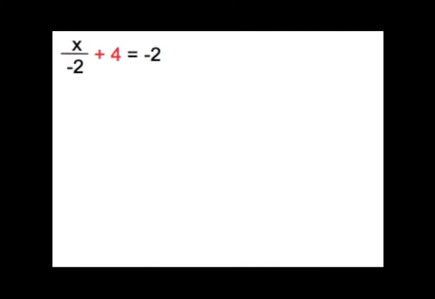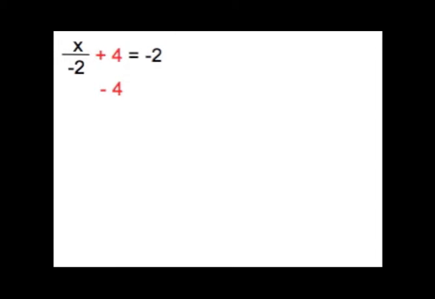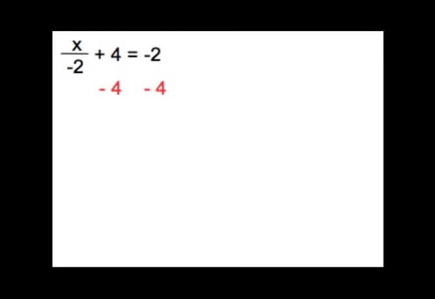To begin isolating our variable, we need to get rid of plus 4. The inverse operation for addition is subtraction, so to get rid of plus 4, we have to do minus 4. What we do to one side of an equation, we must also do to the other side of the equation.